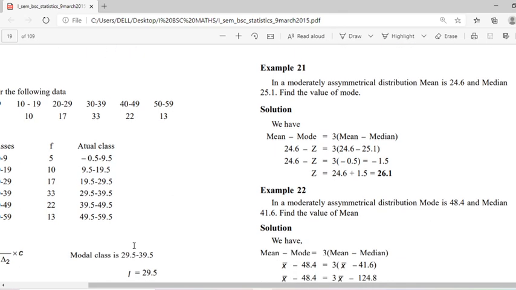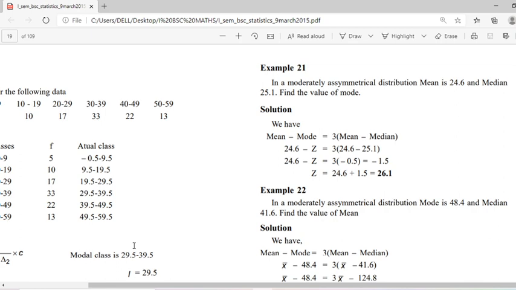Now, let us verify using some numerical example. It is given that mean is equal to 24.6 and median equal to 25.1. We have to find out the mode. First of all, we write the equation, that is mean minus mode equal to 3 into mean minus median. We can substitute that: 24.6 minus z equal to 3 into 24.6 minus 25.1. So z equal to, z means mode, instead of mode they have written z, equal to 26.1. So that is the mode.